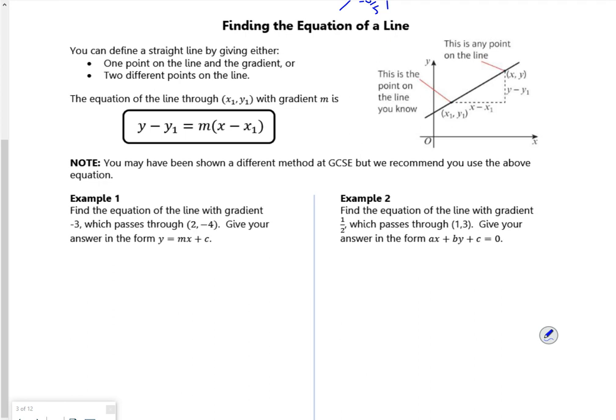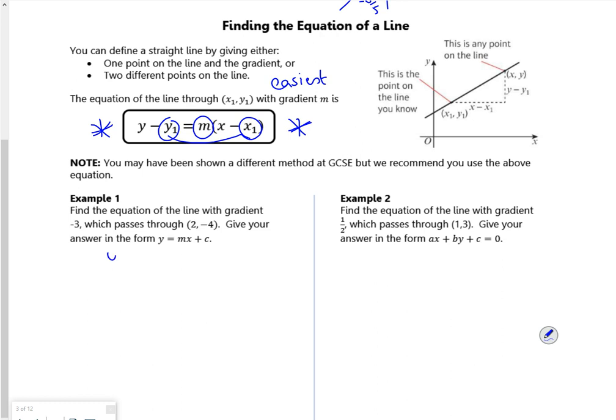Hi everyone, right then, so this is finding the equation of a line. Now this is a form that you've possibly not seen, but is actually the easiest to do. You literally drop three numbers in. You drop the gradient in, and you drop the coordinate in. And that's it, job done.